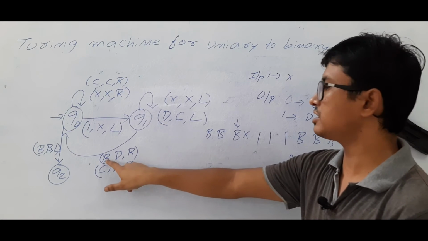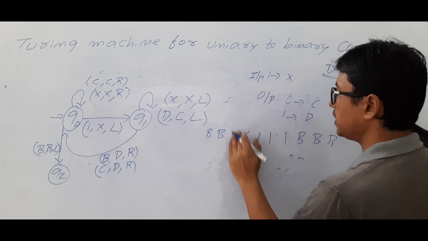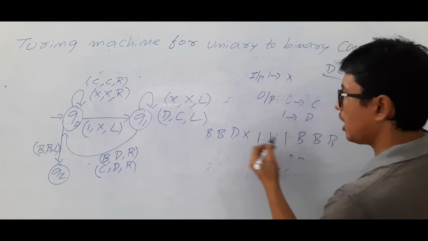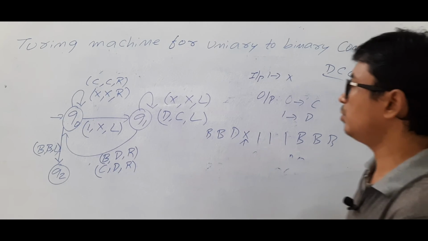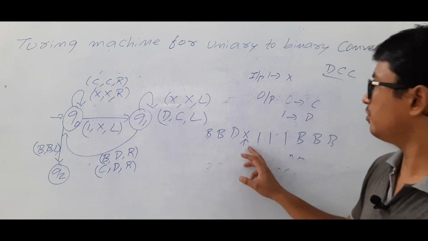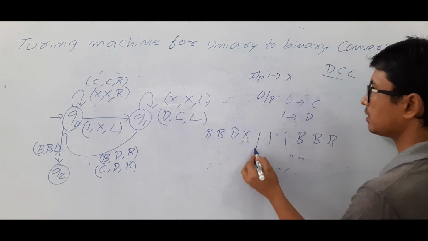In Q1, if it is a blank, you modify it as a D and move to the right. So this B, you modify it as a D and move to the right. So you are here. Okay. Move to the right and you reach to the Q0. If you see an X, you keep it as X, move to the right. So you are here. Okay.